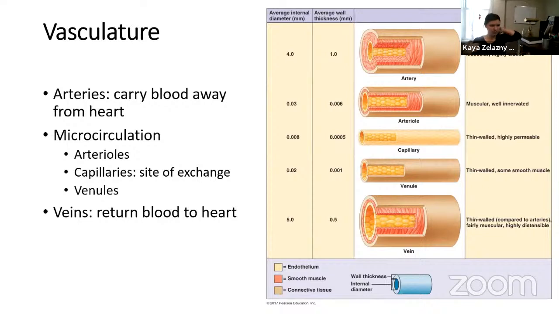I want you to predict which vessels are going to have the highest resistance based on the diagram, and where you're going to expect to see active regulation of the vessel radius. So where we're going to be actively changing how wide that blood vessel is.